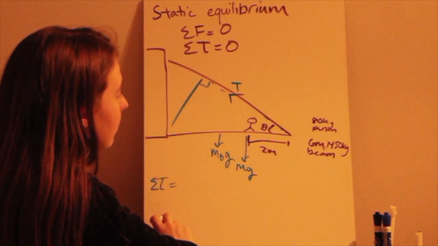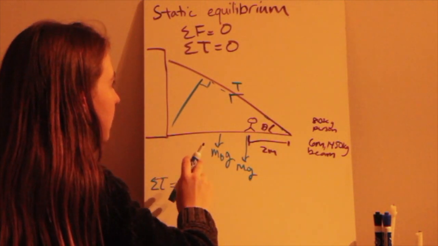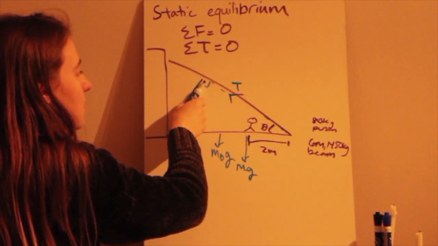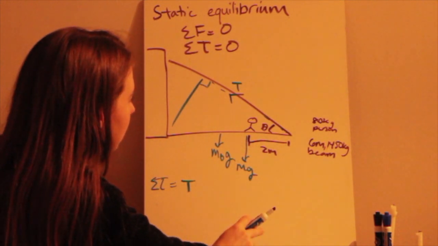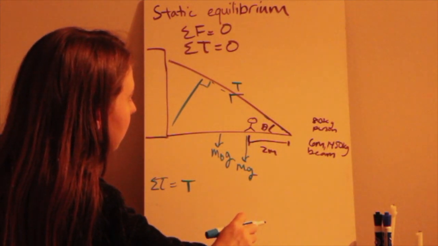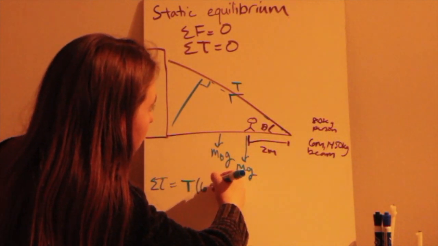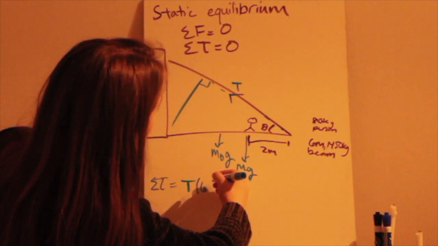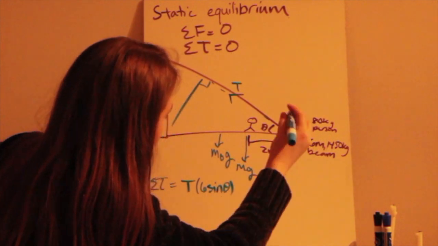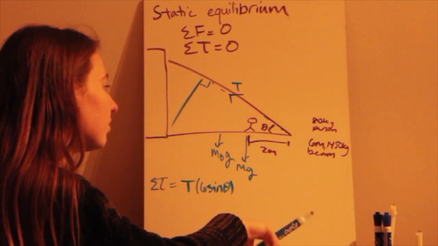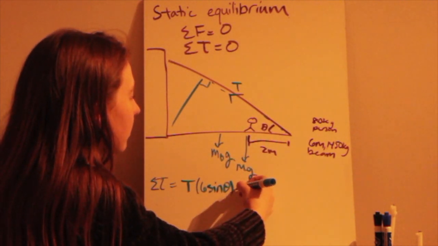We're going to have the tension force and this distance. So we can find that they give us the length of the beam, so that's 6 meters. So it's going to be 6 times sine theta, because it's opposite the angle they give us, and that's positive.